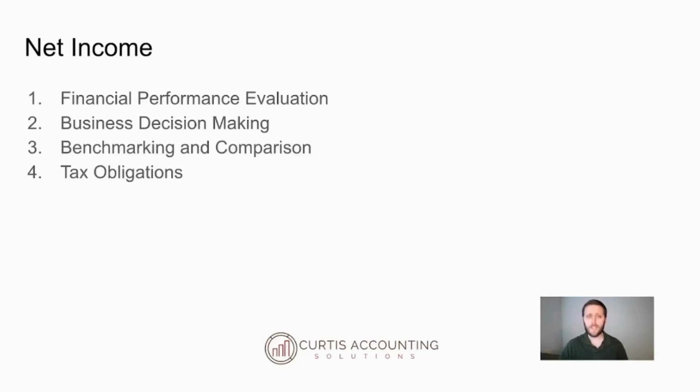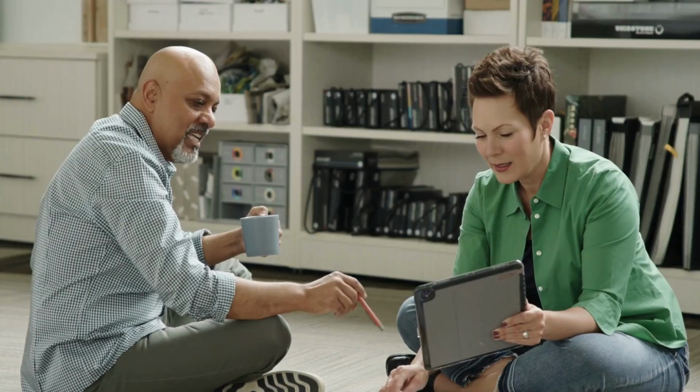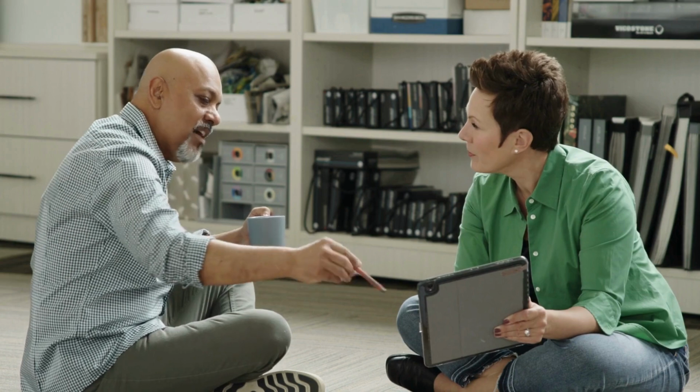And number four is tax obligations. Now, net income is crucial for determining the company's and or the owner's tax liabilities. It serves as a basis for calculating income taxes and accurately tracking income over time, which is essential for compliance with tax regulations.